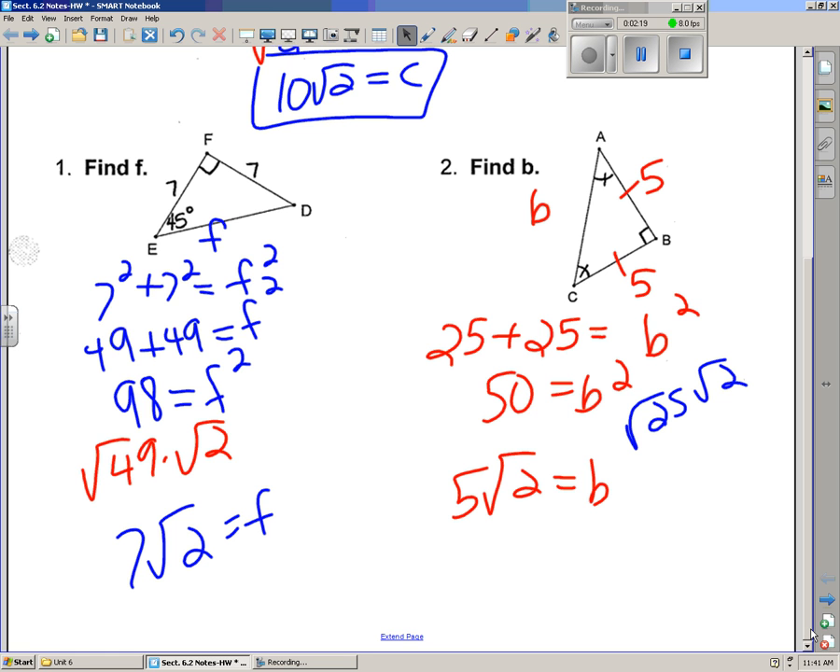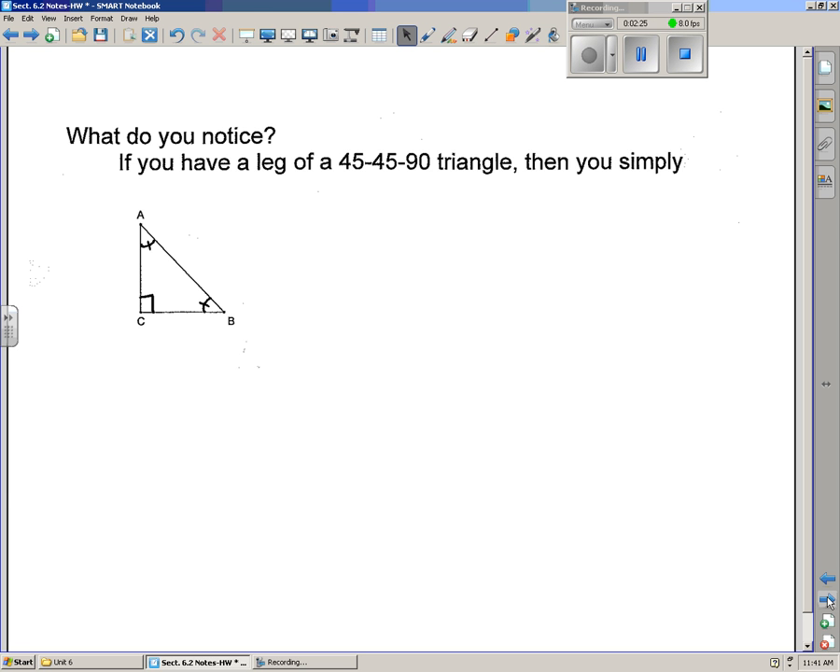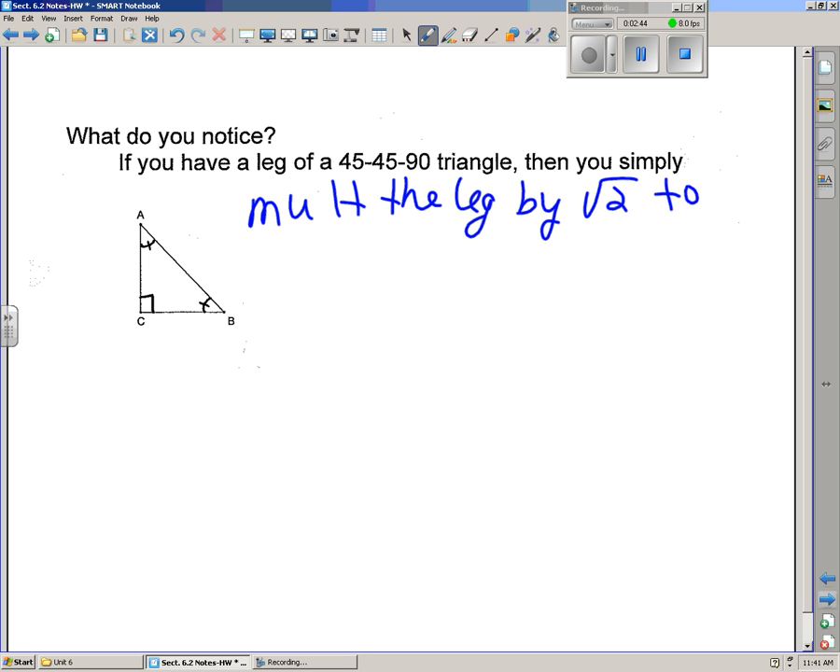So what do you notice in all these particular triangles? And it should be that if you have a leg of a 45, 45, 90 triangle, then in order to get the hypotenuse, you simply multiply the leg by radical 2 to get the hypotenuse.